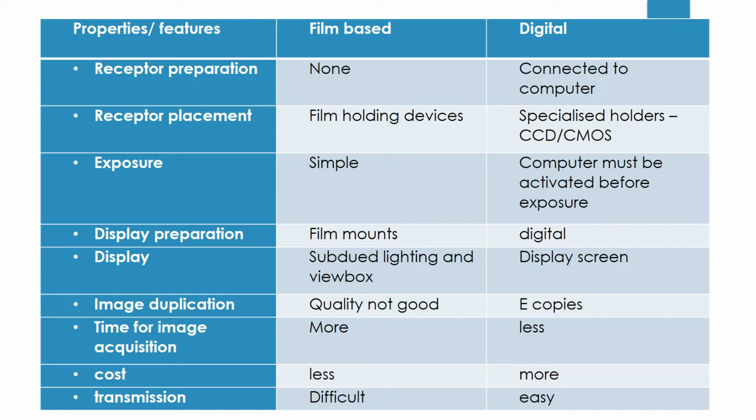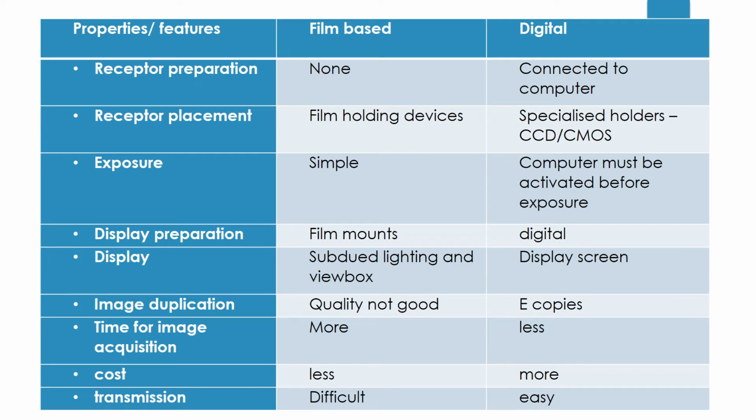In receptor placement, you have film holding devices, whereas in digital sensors, there are also specialized holders. For the PSP, you can still use the same film holding device which you use for film because it's very thin and similar to a film. When it comes to exposure, it's very simple. You just make the patient sit down, put the film inside the oral cavity, set the X-ray machine, and expose the patient. In a digital setting, it's also similar, but your computer must be activated before the exposure. Otherwise, you're not going to get an image.